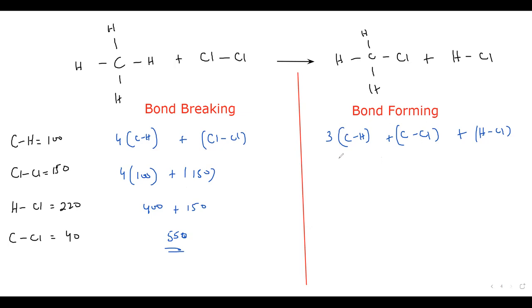What about bond forming? For C-H, 1, 2, and 3 are there. One C-H is 100, so this will be 300. C-Cl is 40, and H-Cl is 220. So this will be 300 plus 40, 340, plus 220, so this will be 560. The bond breaking energy is less and the bond forming energy is more.